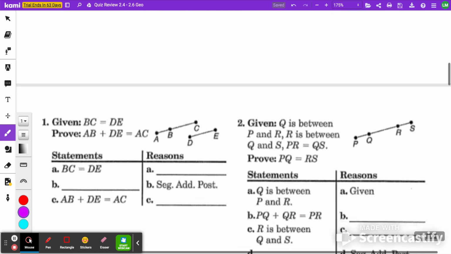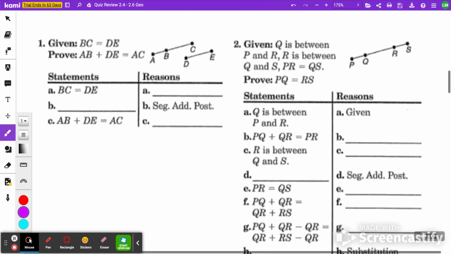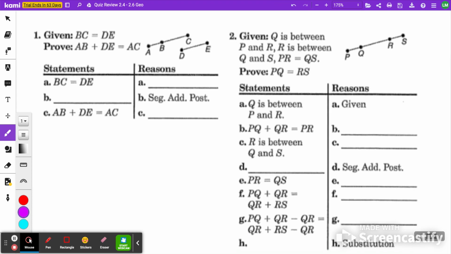Flipping over on the back, we have another given proof, and we're just going to fill these in. So our statement, BC is given equals to DE. The segment addition postulate would just mean AB plus BC is equal to AC, so that when we are substituting it, proving that AB plus DE is equal to AC, that would be our reasoning for this one.